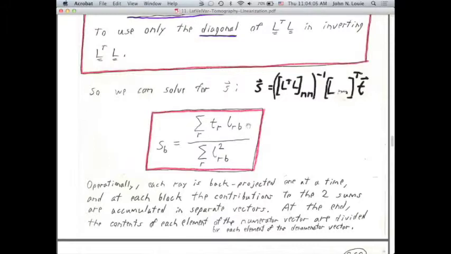And we sum them up for all the rays. We sum up that product for all the rays. Okay. So how do we do this in practice?